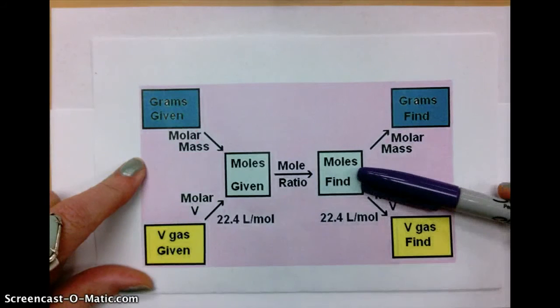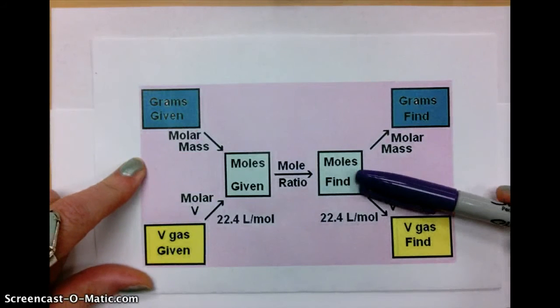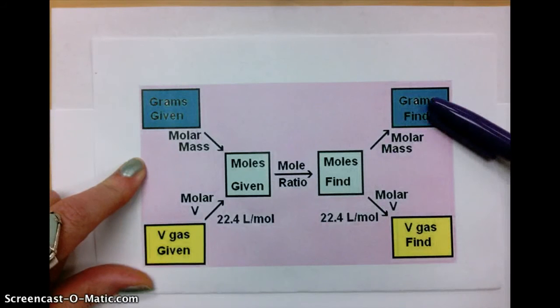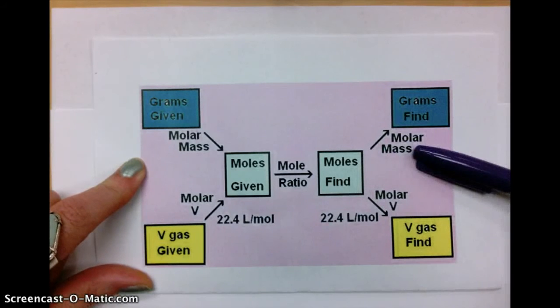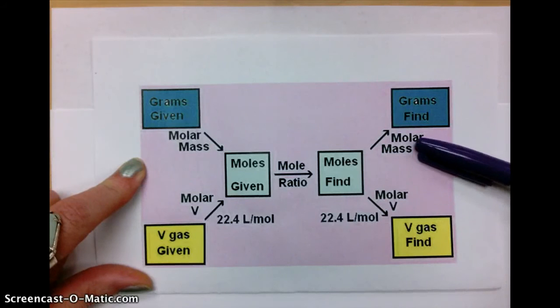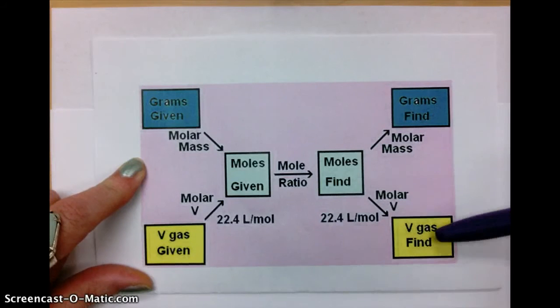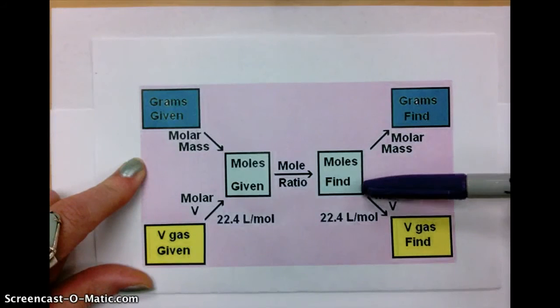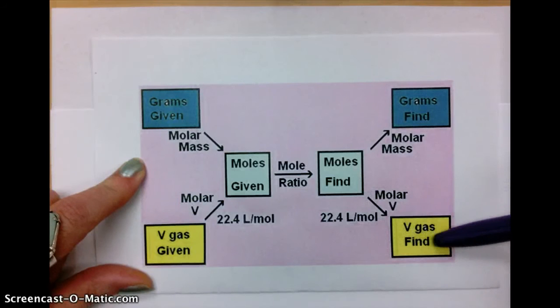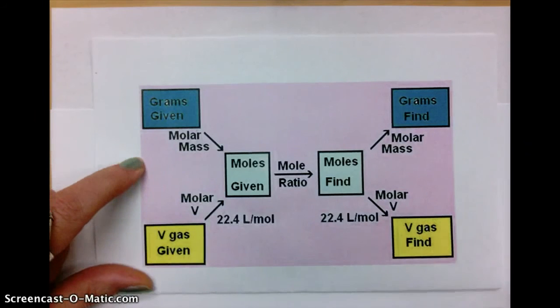Last, we have to look at what we're trying to find. If we're finding moles, we're done. If we're finding grams, we need to convert back to grams using the molar mass of the chemical that we're finding out about. And if we're finding volume of a gas, we need to use the molar volume to convert to liters using 22.4 liters per mole. Let's look at an example.